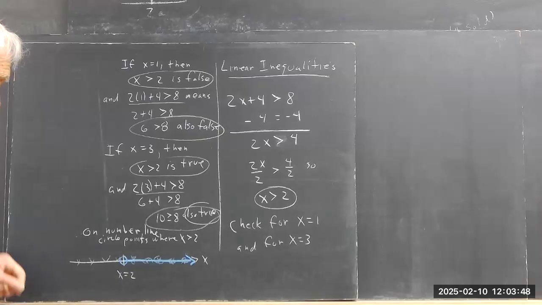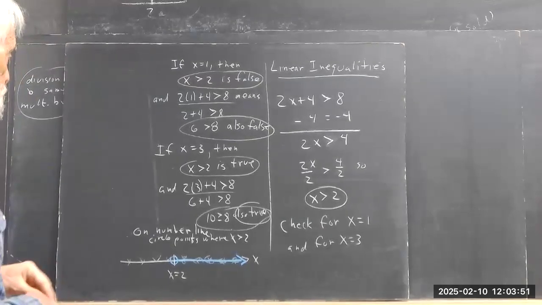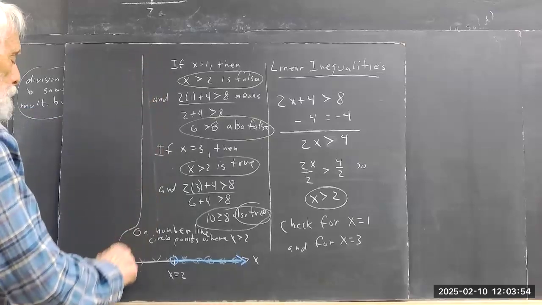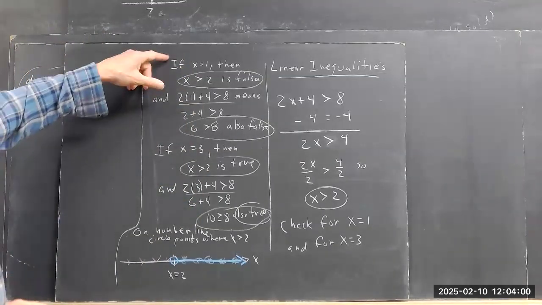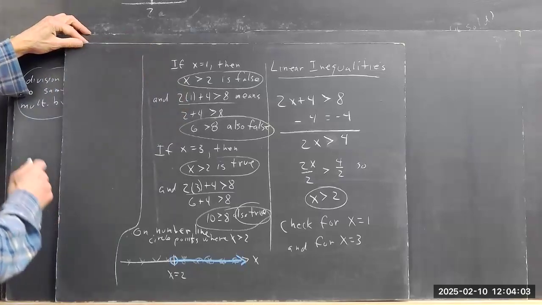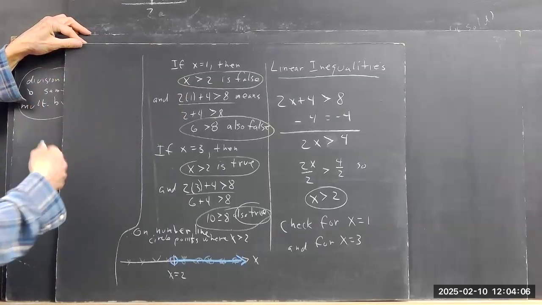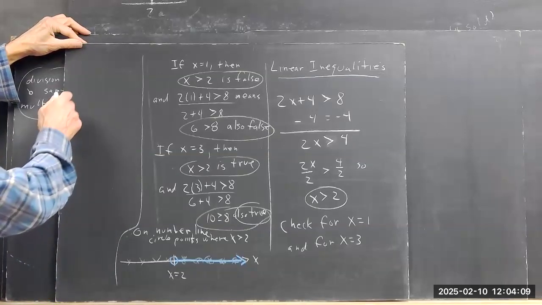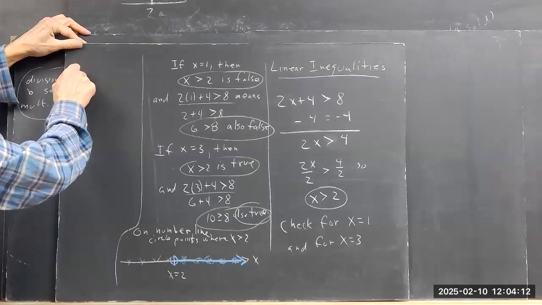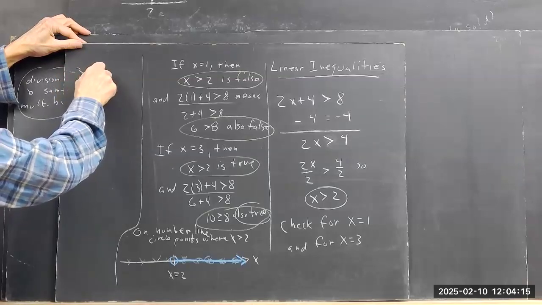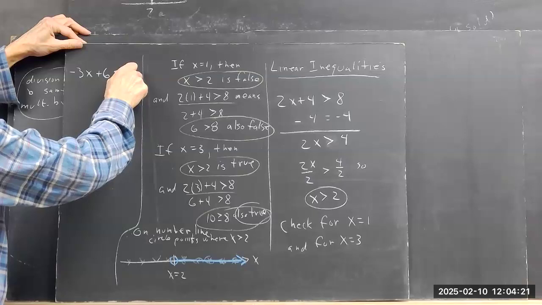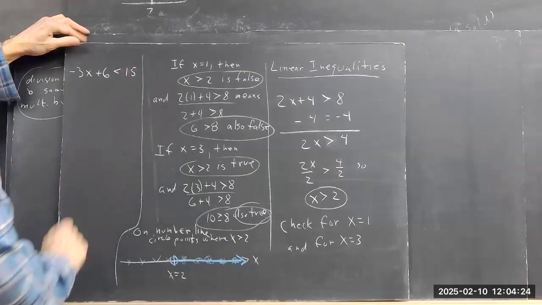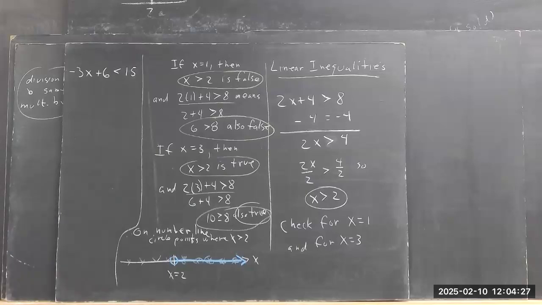Okay. Now I'm going to demonstrate another inequality. I've gone through all the detail of checking whether it's true or false. I'm just going to assert this, and then you can see how that works out as you work through the open math assignment. Let's say I've got negative 3x plus 6 less than 15. Can you go ahead and solve that?